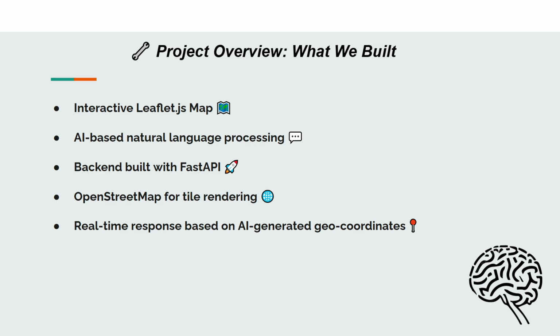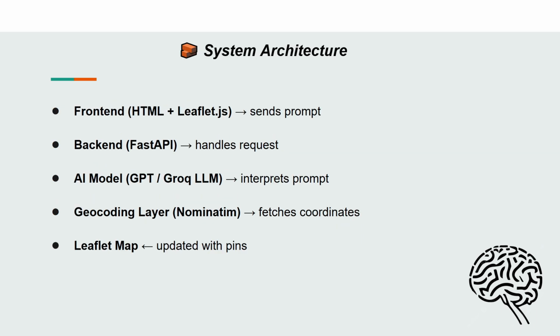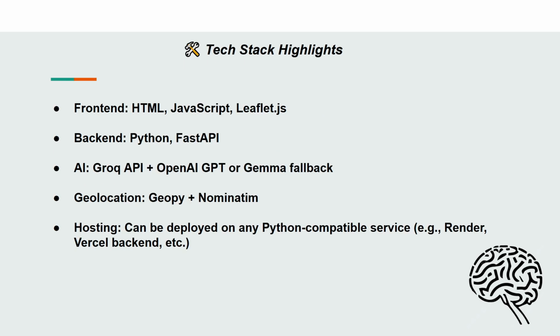Interactive Leaflet.js we are using here, AI based natural language processing we are using, the backend built with FastAPI, OpenStreetMap we are using for the rendering, and real-time responses based on the AI generated geolocation coordinates. The front end is HTML and Leaflet.js, the back end is FastAPI, and for the AI model here we use Groq. You can use any other which you have a subscription for. That's fine. For the geocoding layer, we have Nominatim, and we are using Leaflet maps for placing the pin on the location.